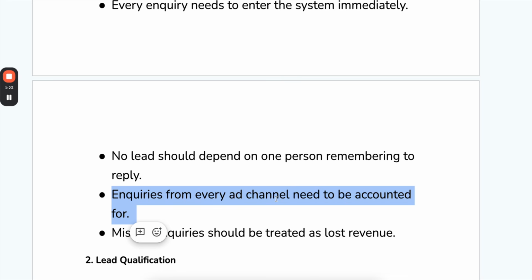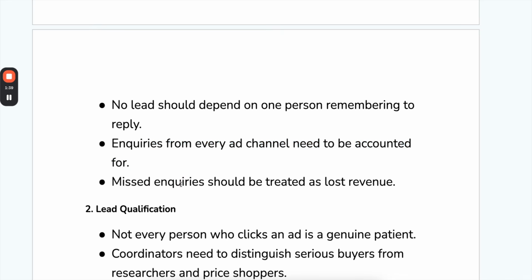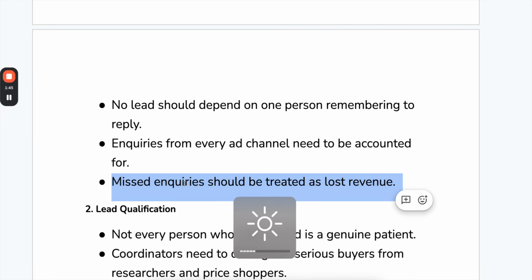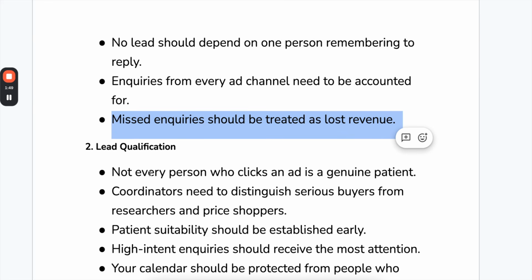Next is inquiries from every ad channel need to be accounted for. So every single time you have an ad going out and you have inquiries coming in, you need to make sure you're replying to every single inquiry. If you're not replying to all the inquiries, then people are not being spoken to and sales are being lost. Also, missed inquiries should be treated as lost revenue. So as I said, if you are missing inquiries, then you are going to miss sales.